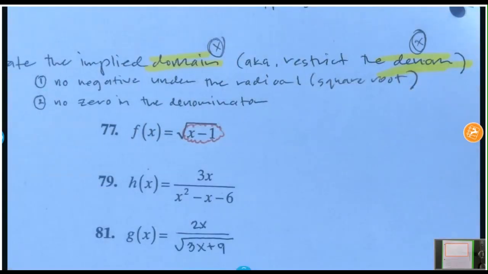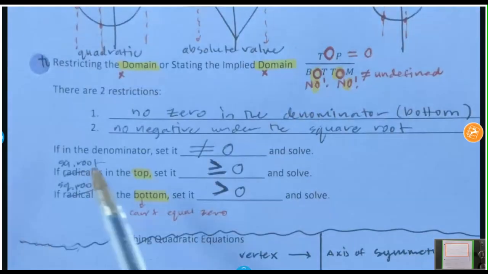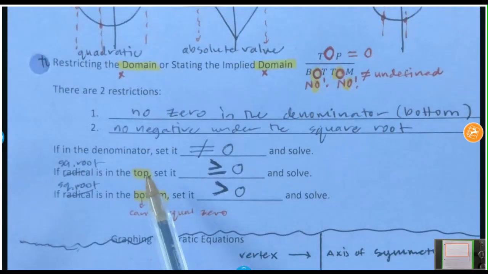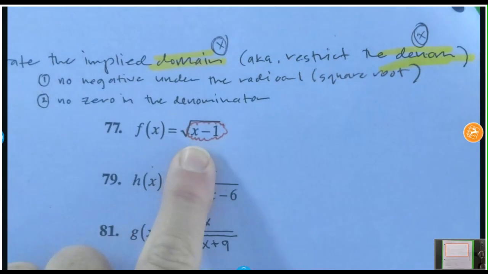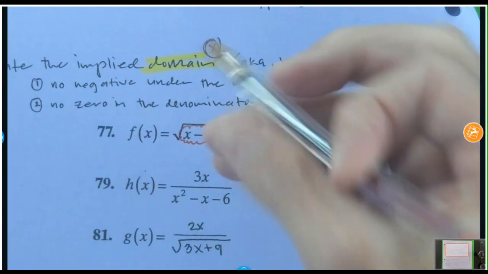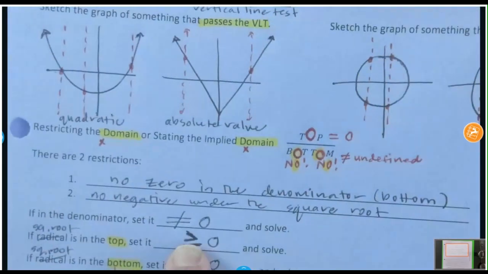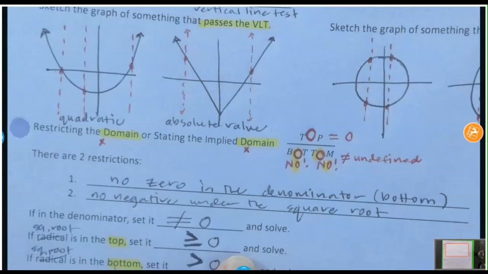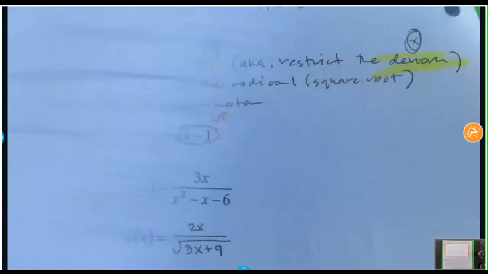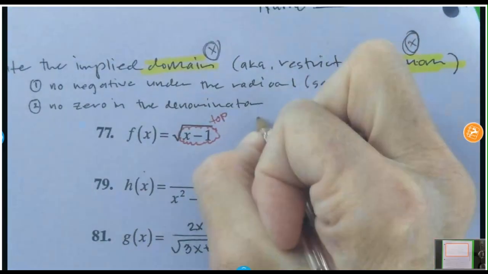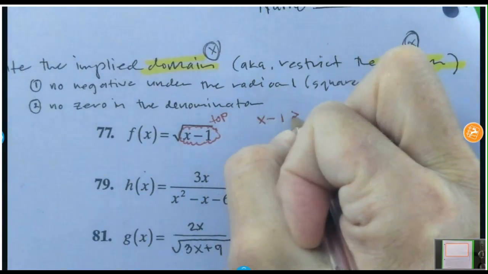Now, you go to your sheet, and it says if the square root is in the top. Well, is this in the top? Yes, it is. This is a square root, and it's in the top. So my sheet tells me to set it greater than or equal to 0. Not the entire radical, just the stuff under the radical. So say x minus 1 must be greater than or equal to 0.